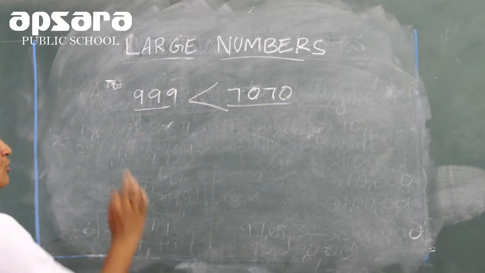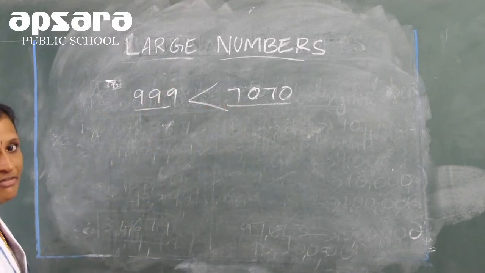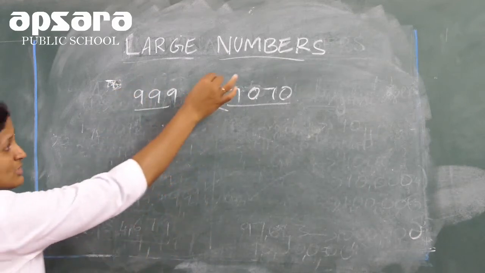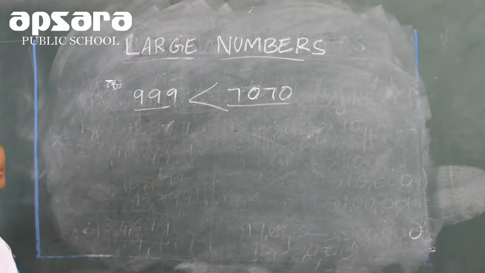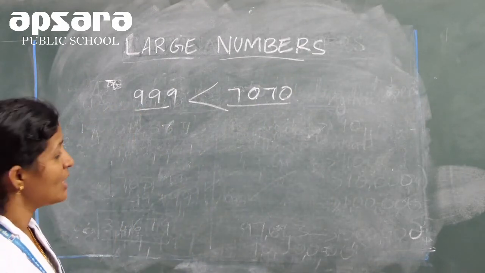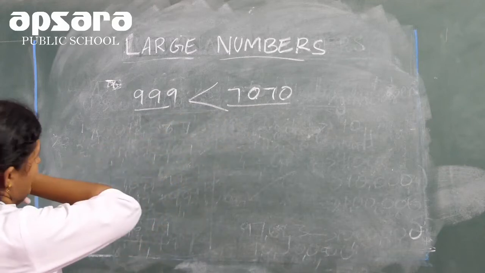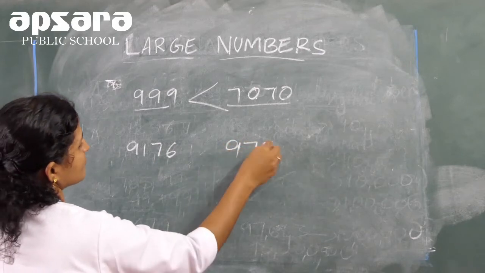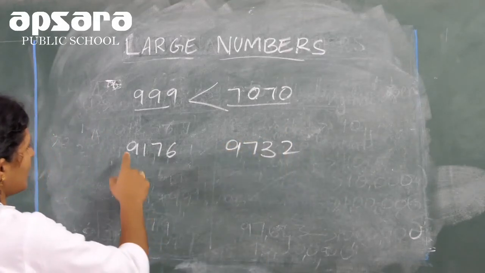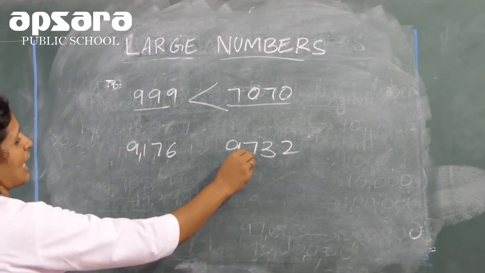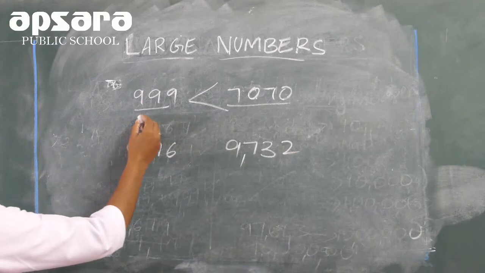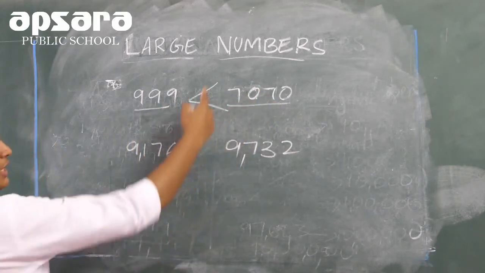So this is the first step. First you should check the number of digits in the given number. The number which is having fewer digits is the smaller number. The number which is having more digits compared to the other number is the greatest number. Clear? Now in case, for example, a question like this. In such a case, how do we identify which is the greater number and smallest number? Because in the first case, the number of digits were different, right? So easily you can identify.